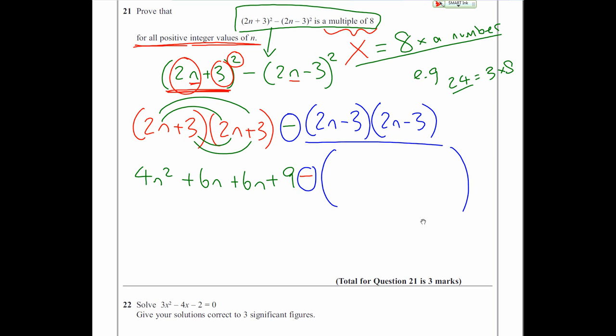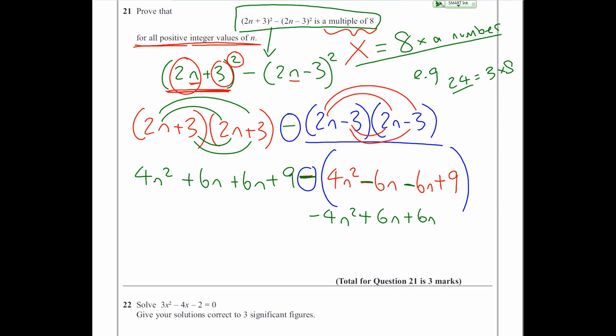Okay, we'll do it in red. 2n times 2n, 4n squared. 2n times minus 3, minus 6n. Minus 3 times 2n, minus 6n again, plus 9. Because of this negative, you're taking away all of this, so it actually swaps the signs. It's minus 4n squared, and it's minus a minus, which makes a plus 6n. Minus a minus, which makes a plus 6n. Minus a plus, which makes minus 9.